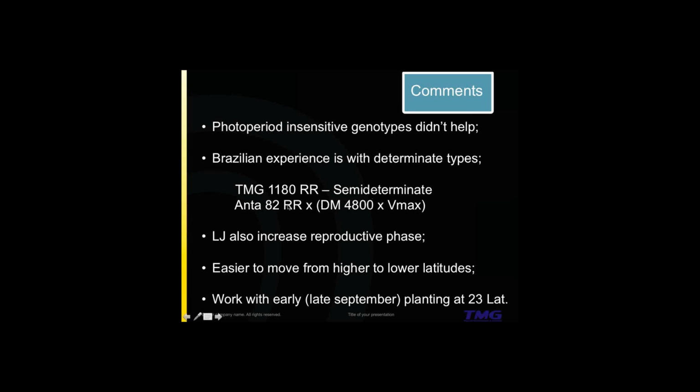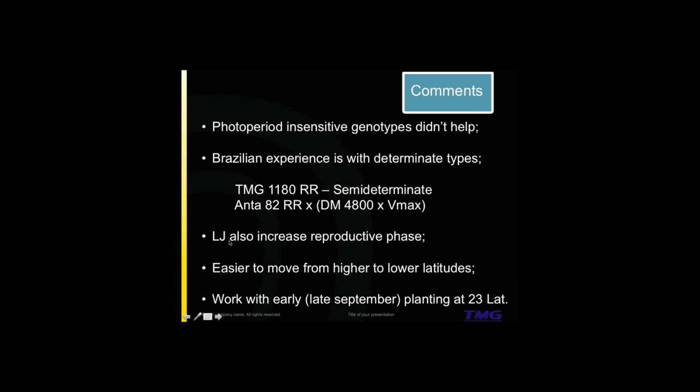So we are crossing semi-determinate types and indeterminate types, shorter maturity groups, and we are getting maturity groups a little higher, okay? So right now we are putting several long juvenile genes all in some specific indeterminate backgrounds. So we are developing isolines in indeterminate backgrounds to try to study this a little bit more. But unfortunately, we don't have data yet for this.